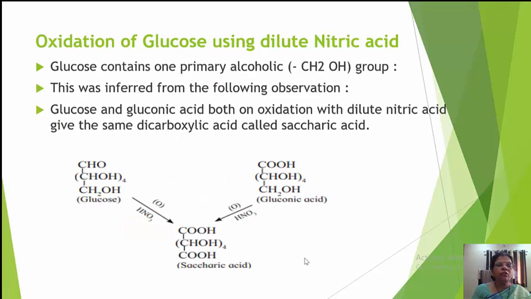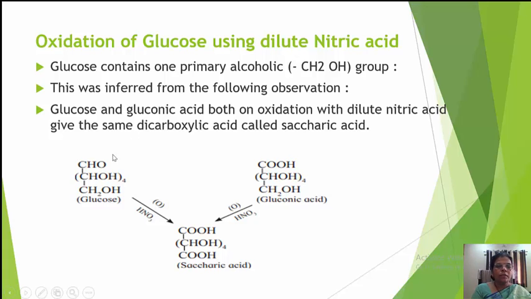Now the next reaction we are going to see is oxidation of glucose using dilute nitric acid. Now glucose contains one primary alcoholic group, that is CH2OH group. Now this was inferred from the following observation. Glucose and gluconic acid both on oxidation with dilute nitric acid give the same dicarboxylic acid called saccharic acid.